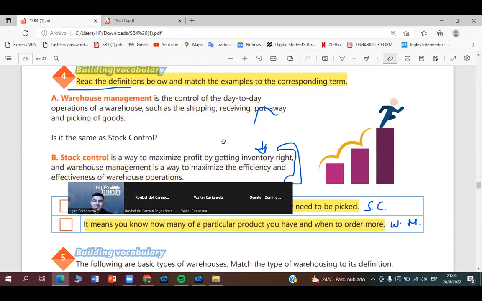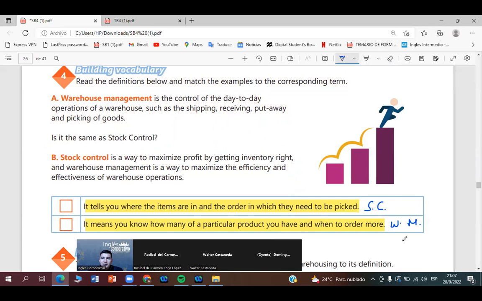Ahora sí, ¿mantienen así como está? Or you think it's different? I changed my answer. I think the first is management and the second control. Okay, what about the rest? Yeah, teacher, I changed too, because the second one says the number of items, no? Yes. And the first one tells you only the order and where the items are in the warehouse, no? Awesome. But I'm confused. But I changed that, yeah. Okay.